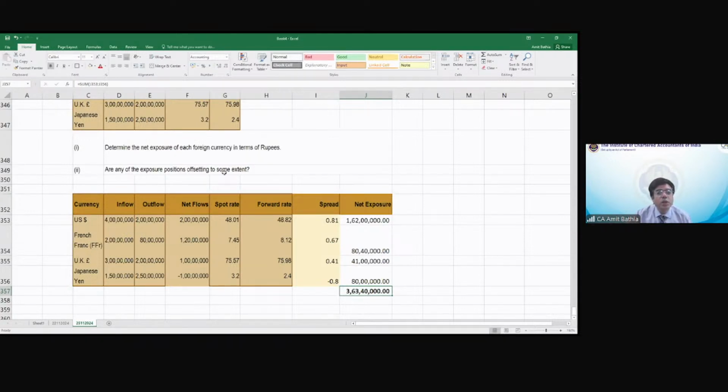Are any of the exposure positions offsetting to some extent? Can you find any offsetting one? Any exposure which is offsetting? Yen. Which currency? Japanese yen. In Japanese yen, though I have a net outflow, because the currency is depreciating, INR is appreciating. So that negative spread actually is offsetting the outflow position, and as a result of that, I end up making 80 lakh rupees in that as well, right? You can write it is for Japanese yen, as the spread is negative and net outflow is there, thus it leads to an offsetting position in net exposure.